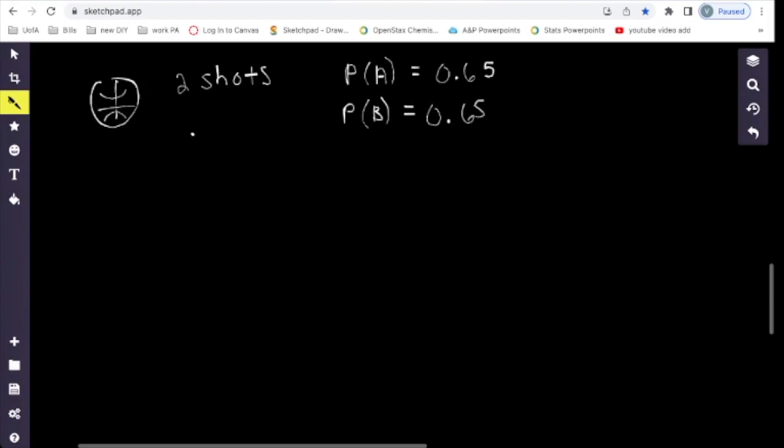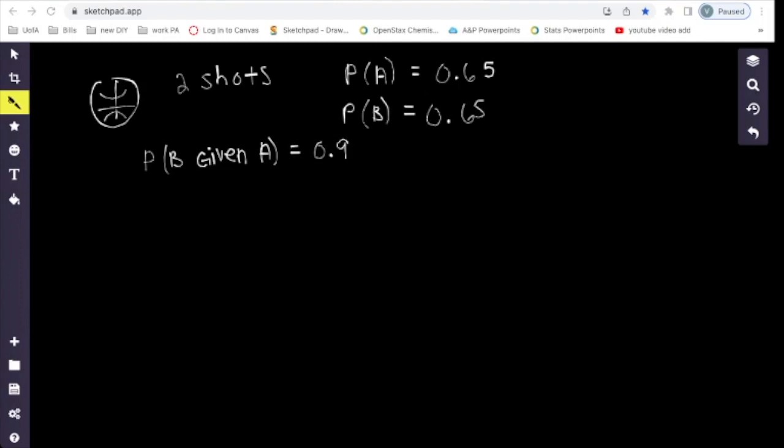But we tend to shoot better if we make our first basket. So the probability of B given A occurs, we're going to say is 90% or 0.9.